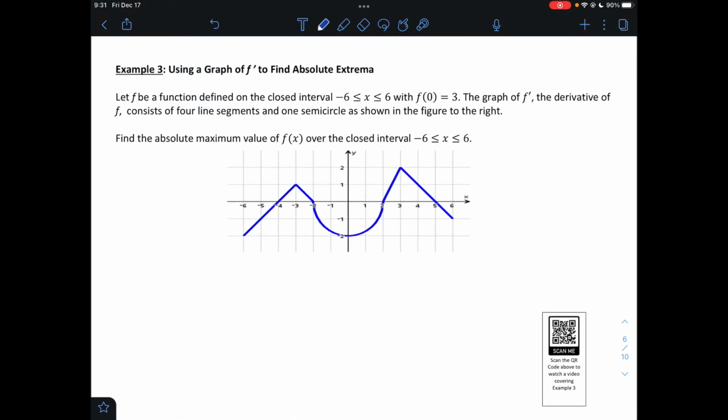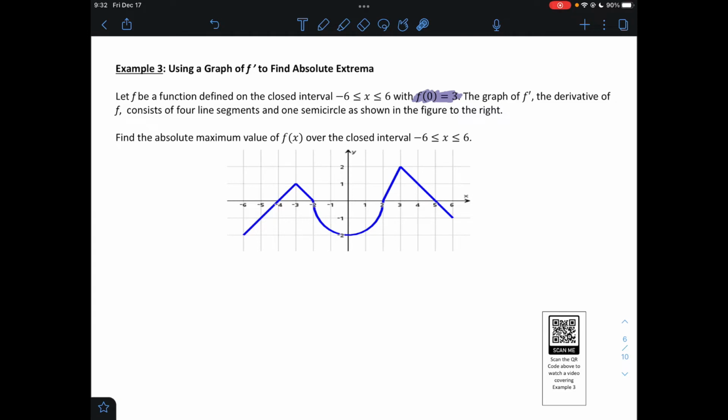Okay, our next example says using a graph of f prime to find absolute extrema. This is where things can get a little crazy. Let f be a function defined on the closed interval that we see here, and we know f of 0 is 3. The graph of f prime consists of 4 line segments. Let's see those: 1, 2, 3, 4, and 1 semicircle in the figure below here. Find the absolute maximum of f on the closed interval, negative 6 to 6. All right, so remember, for using the extreme value theorem, we need to check all endpoints and any critical numbers that might be maximums.